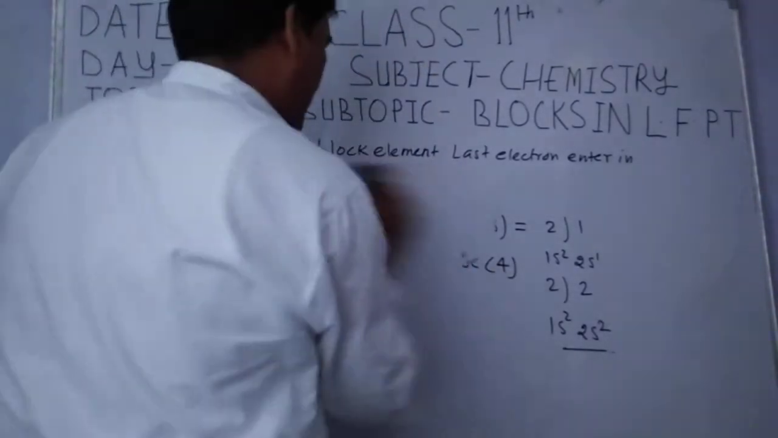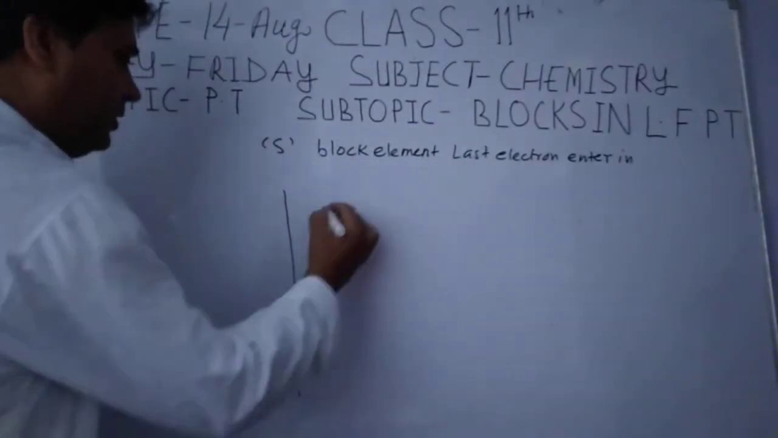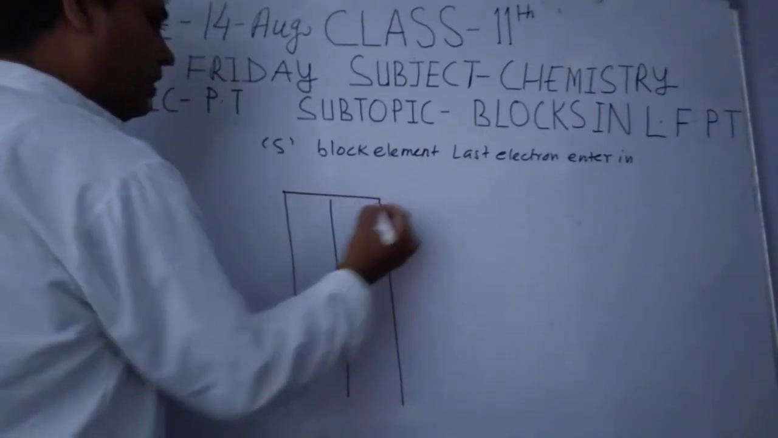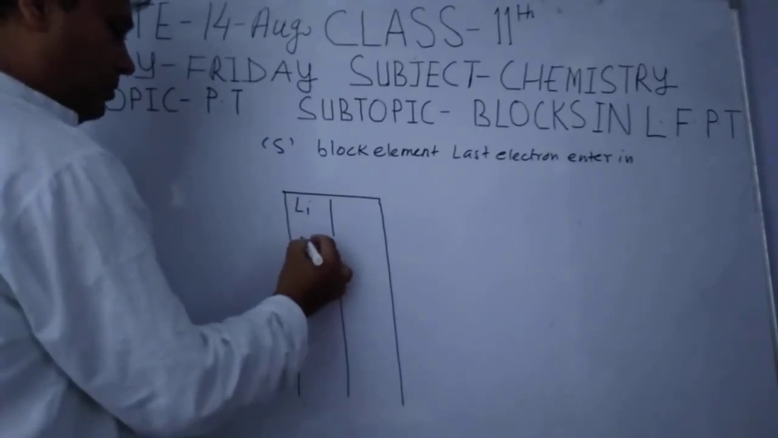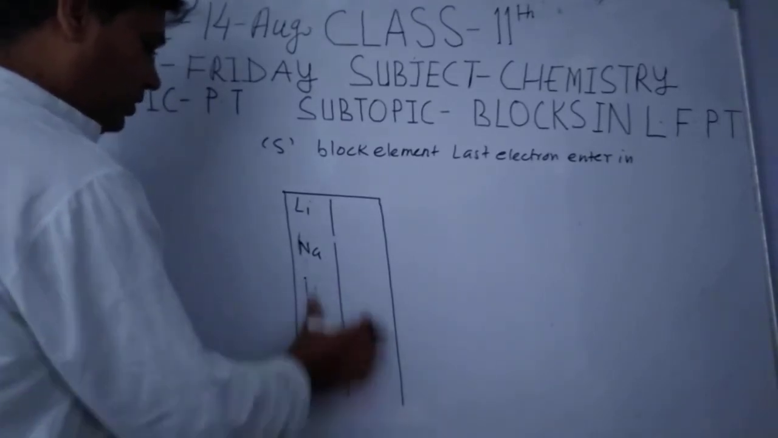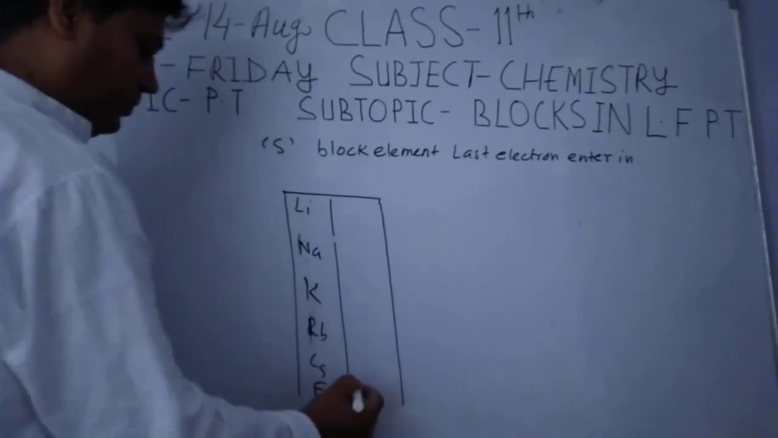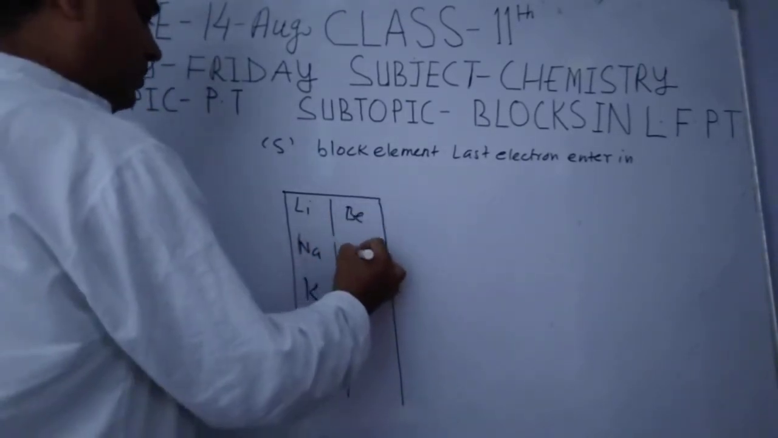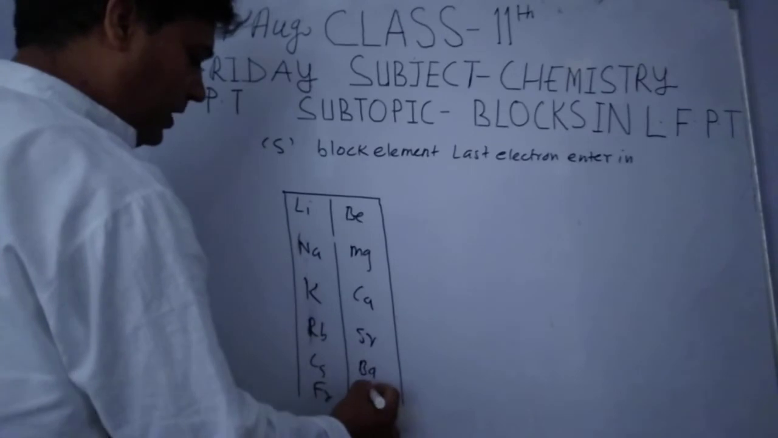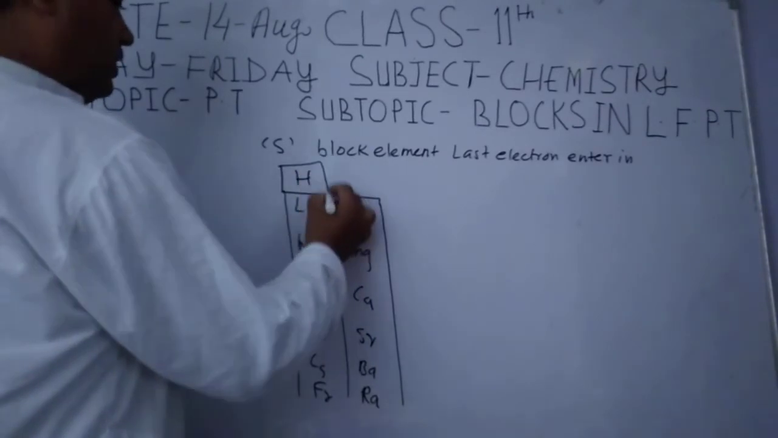So S block element is represented as, we can draw the periodic table. This is lithium, this is sodium, potassium, rubidium, cesium and francium. This is beryllium, magnesium, calcium, strontium, barium and radium. Okay, and here it is hydrogen.